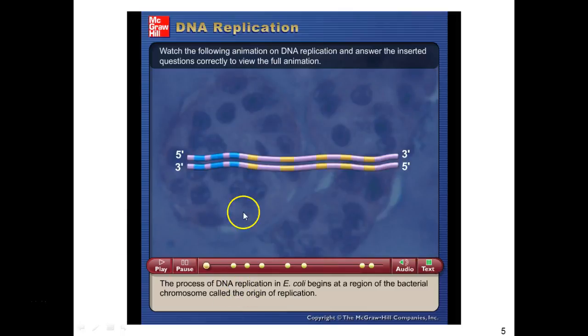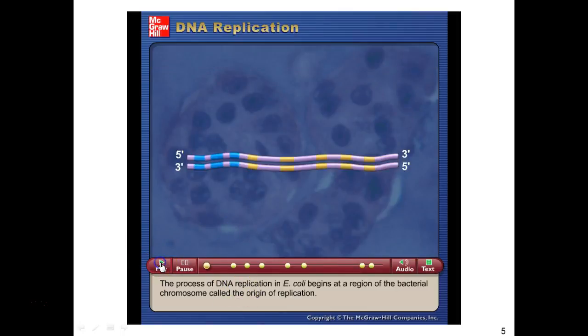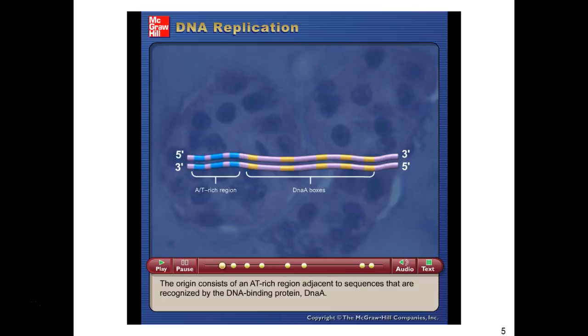That's it. Let's see. The process of DNA replication in E. coli begins at a region of the bacterial chromosome called the origin of replication. The origin consists of an AT-rich region adjacent to sequences that are recognized by the DNA binding protein, DnaA.